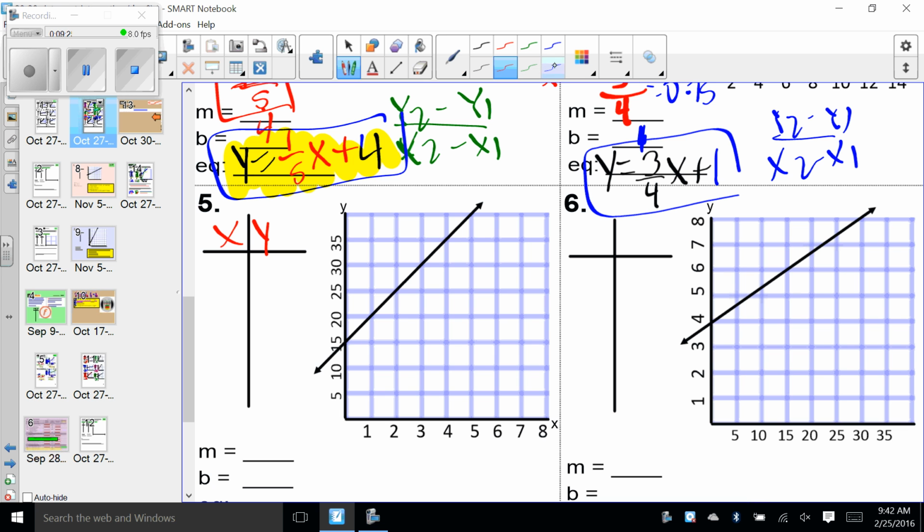In number 5, we have this xy table. Our data points, we go ahead and find our data points. They're here and here and here and here and here and here. We have plenty of data points there, x and y.